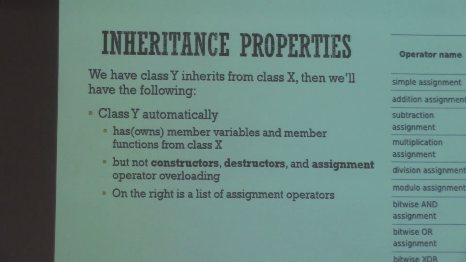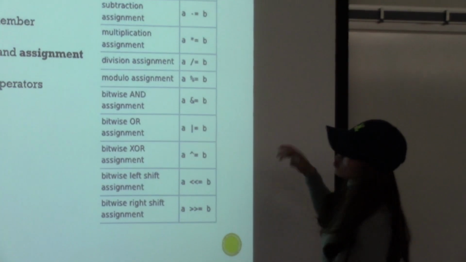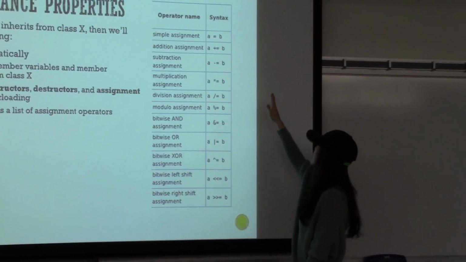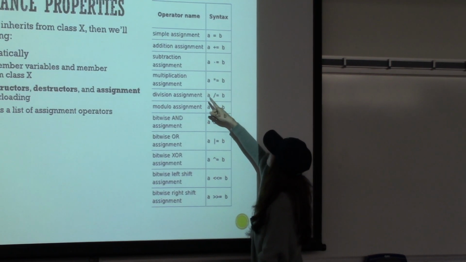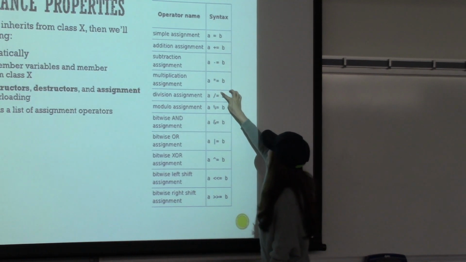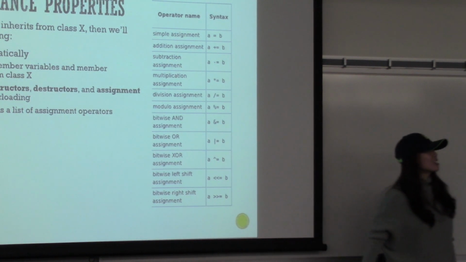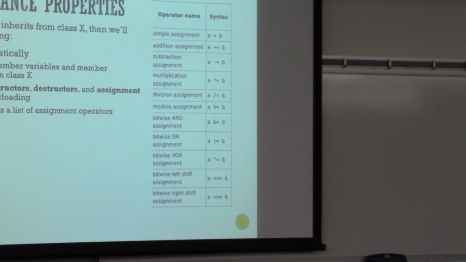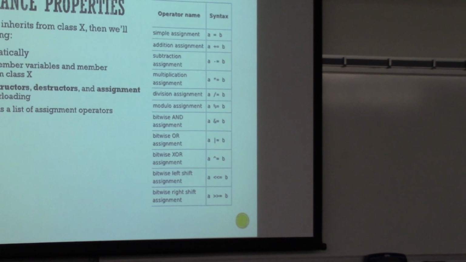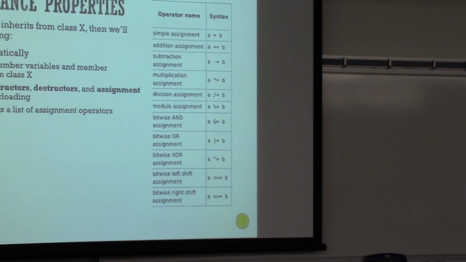There are some exceptions. Constructors, destructors, and assignment operator overloading cannot be automatically inherited. Here are some assignment operators. We talked about equal, definitely assignment, and we talked about plus equal last time when we did operator overloading. There's also subtraction assignment, multiplication assignment, division assignment, anything you can think of that follows this pattern. So there are a lot of assignment operators. If you see anything in that list that's overloaded inside the base class, it will not be automatically inherited. Can you write a new one? Yes, we'll talk about that.